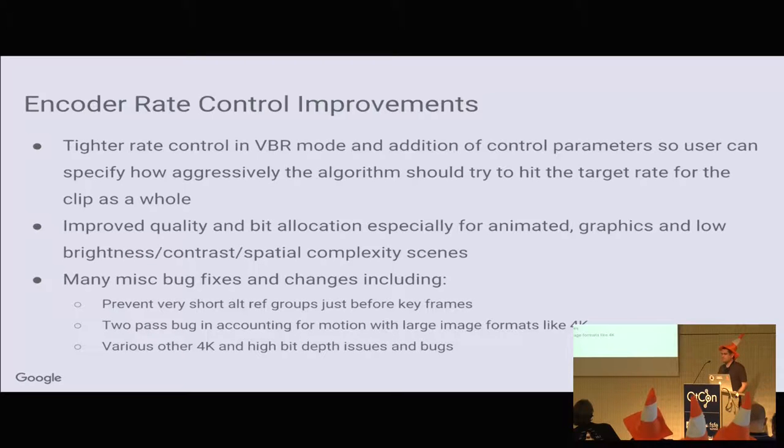We've improved bit allocation, especially for animated and graphics and the low brightness, low contrast sort of things where there's a lot of banding. We have a lot of miscellaneous changes too, like getting rid of very short alt-ref groups towards the end of your scene, where you could have a long-term reference frame whose long-term is like 4 frames, so it's not really a long-term frame. There were some 2-pass bugs in 4K, where I think they were just overflows because we have so many pixels at that point. And a lot of high bit depth fixes as well.